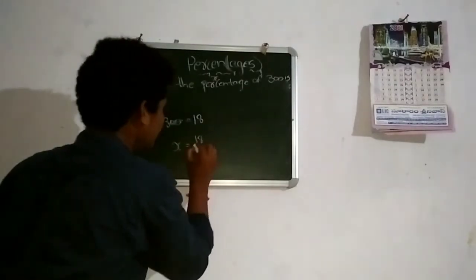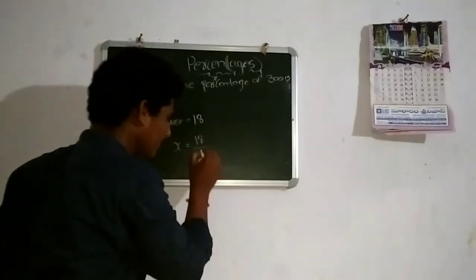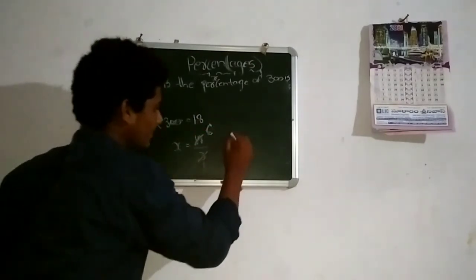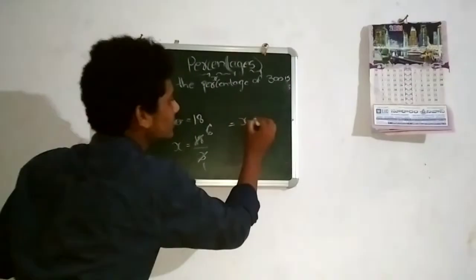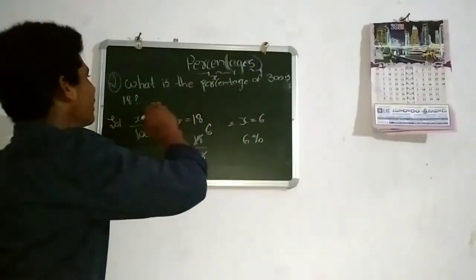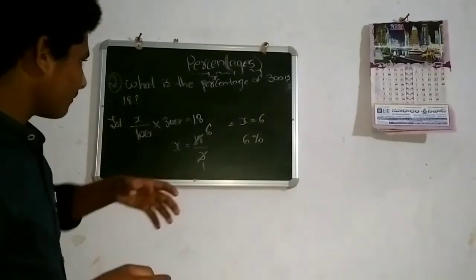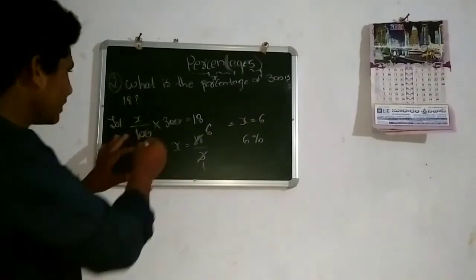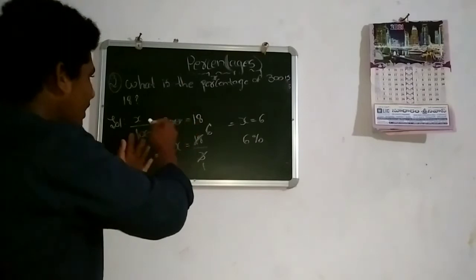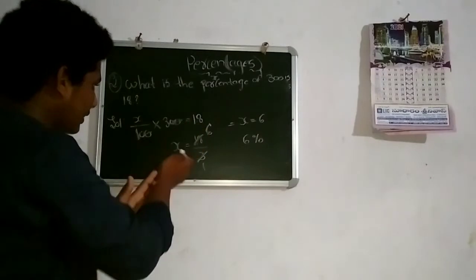X is equal to 18 by 3. 3 1s are 3, 3 6s are 18. We got x is equal to 6. So 6 percentage we got for 300 of 18. If we do it in a simple way, we cut the zeros here. If there are no zeros, we have to transfer this and put it into divided and keep this process.